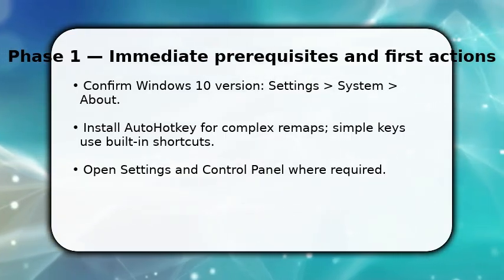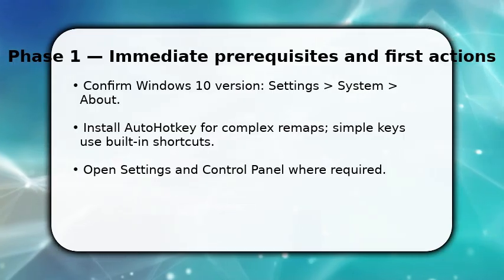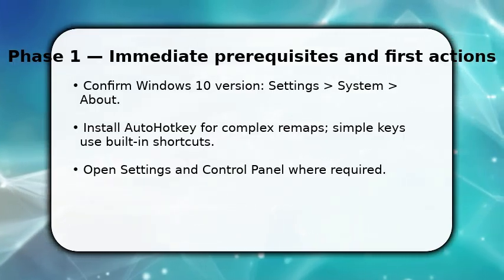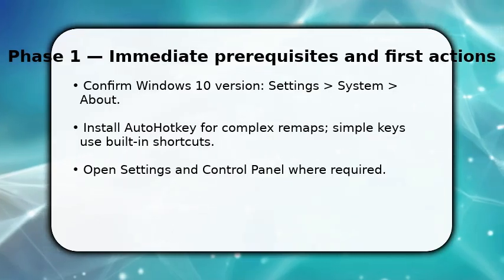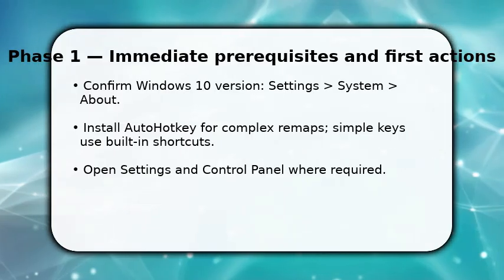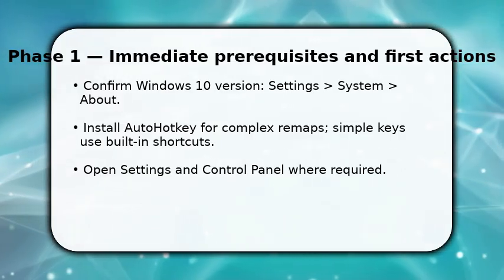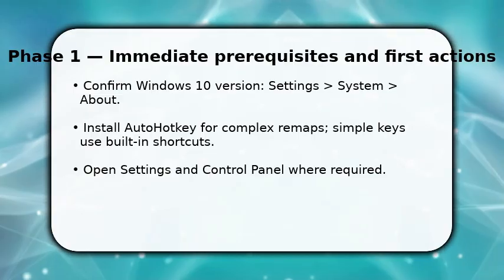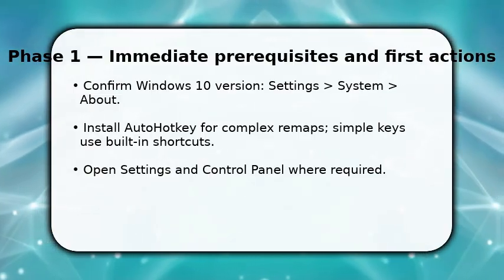If you need complex remaps, download and install AutoHotkey now. Simple key changes can use Settings, Ease of Access, or built-in hotkeys. Once done, keep a text editor ready for scripts and a backup of current key settings. This saves time and allows safe rollback if something behaves unexpectedly.